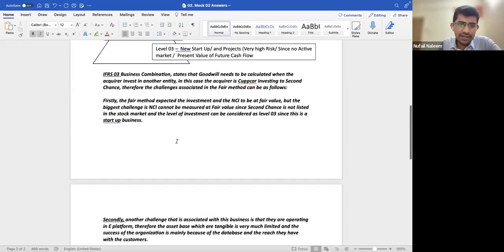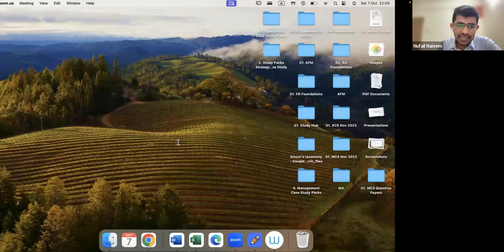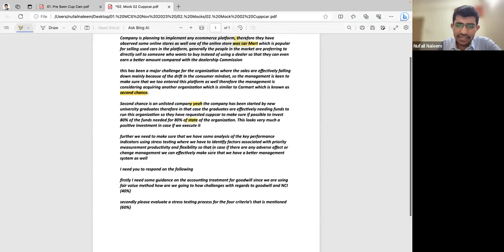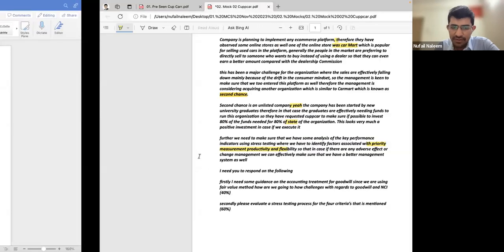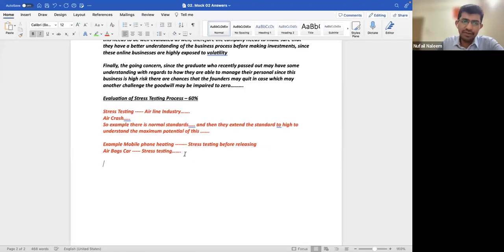Now, students, let's go to the question, if I'm not mistaken. Now they are telling us to evaluate stress testing for the criteria. So what are the criteria they have given? One is priority. Then, students, the second one is measurement, productivity, and flexibility. So these are the main things. So let's come to priority. Students, can you remember? I'll just write it down. So one area is priority. Then the second area, students, measurement. And the third area is productivity.